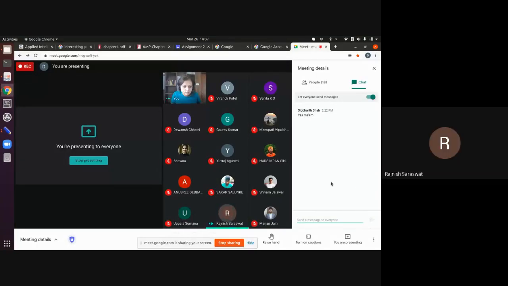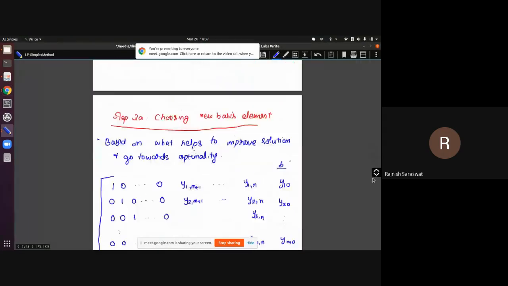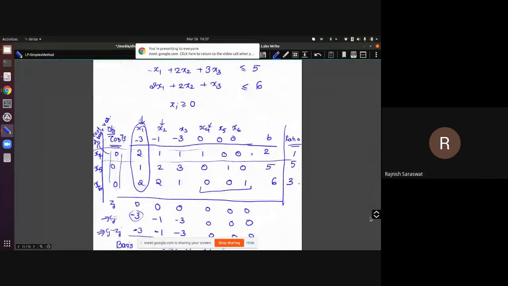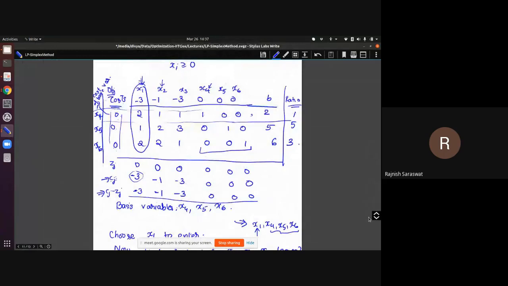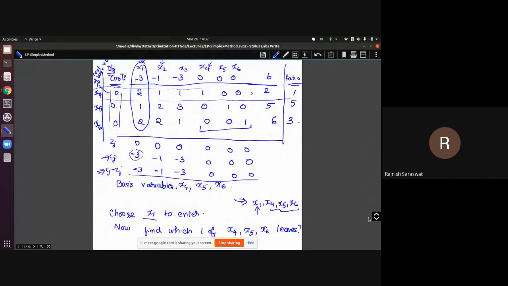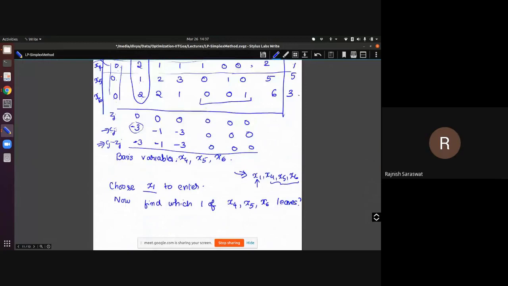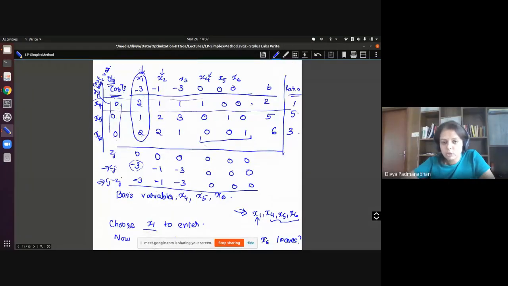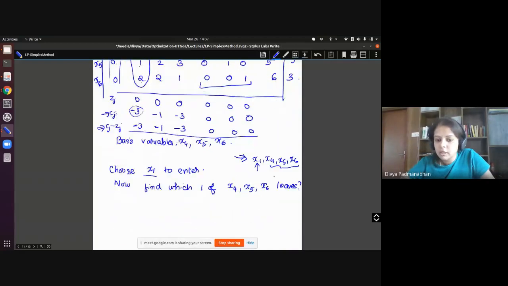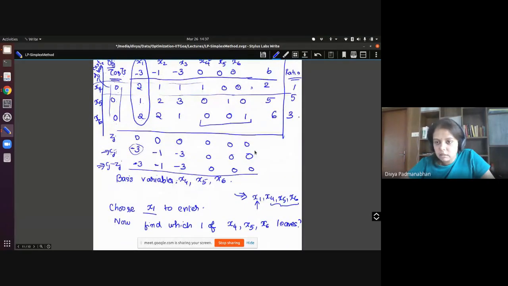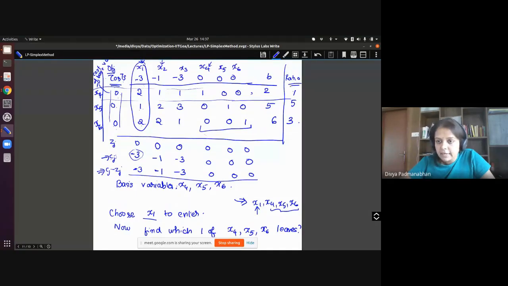Ma'am, the leftmost column which you wrote 0, 0, 0, will that change if x1 comes in? Yes, let's do that now. Maybe we'll do one more step and it will become clearer. Let's replace this with a new variable. We said that x1 will enter and the smallest ratio corresponded to x4, so this is going to leave the system.